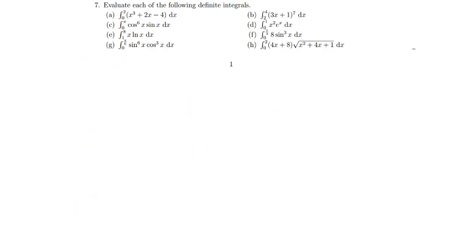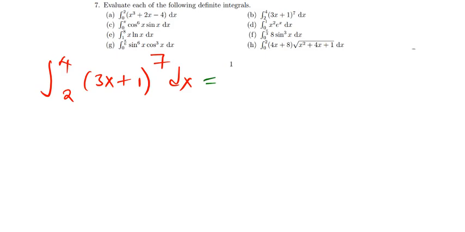We'll move to B. What method do you think we should use for B? The integral from 2 to 4 of (3x plus 1) to the power 7 dx. How do we integrate this? Alright, so whenever you see something huge like this by itself, just think of u-substitution, right? So yeah, we'll let our u be equivalent to whatever is in the bracket. So we'll have integral of u to the power 7, and then we have dx there.